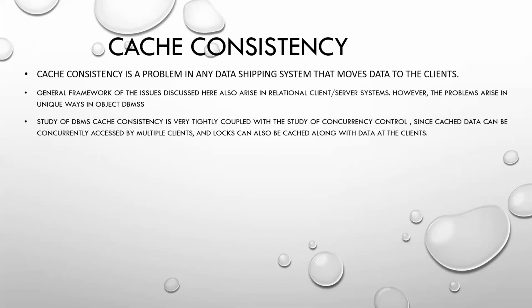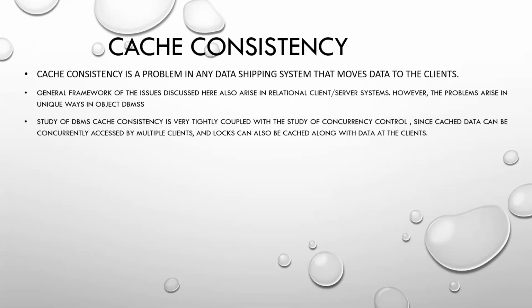Here, cache consistency is a problem in any data shipping system that moves data to the clients. Generally, it is a unique problem that comes up in object DBMS in client server systems. The study of DBMS cache consistency is very tightly coupled with the study of concurrency control, since cached data can be concurrently accessed by multiple clients, and logs can also be cached along with the data at the clients.